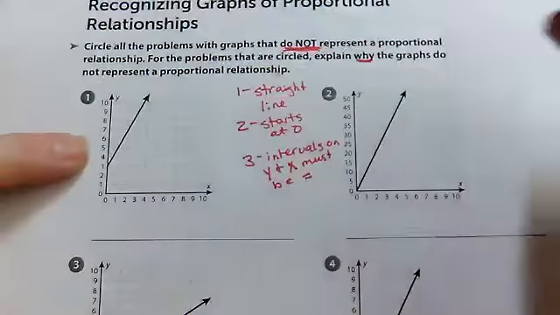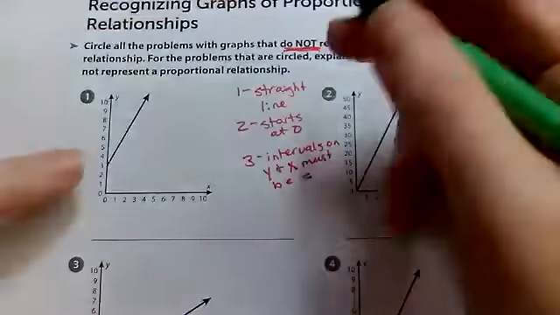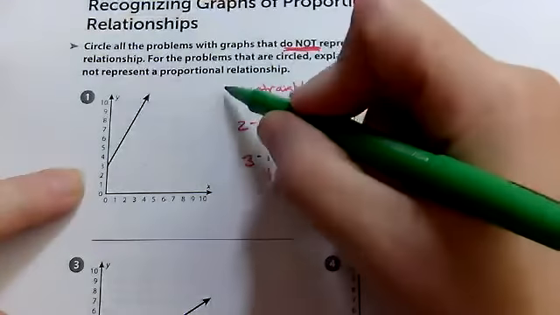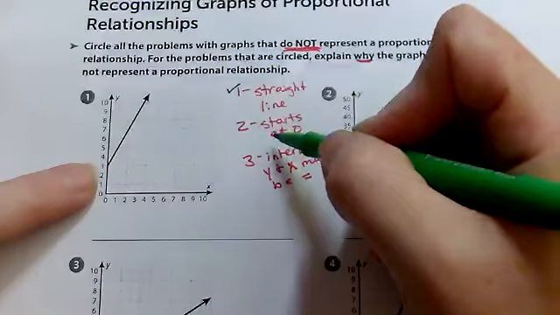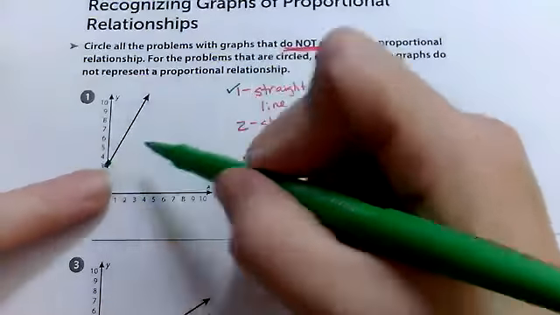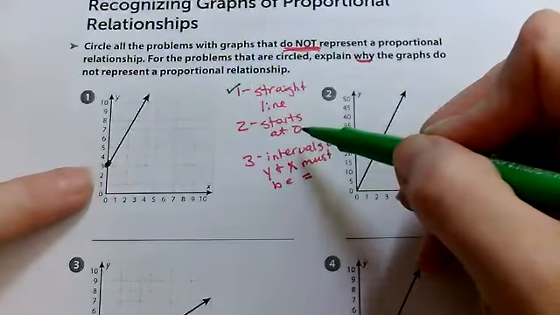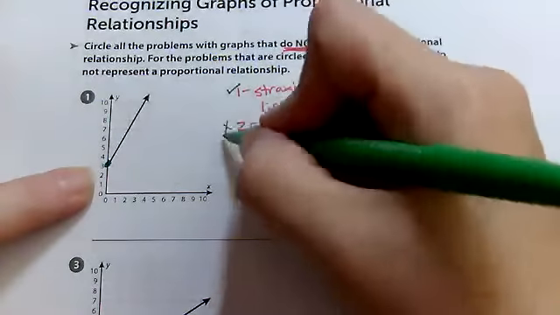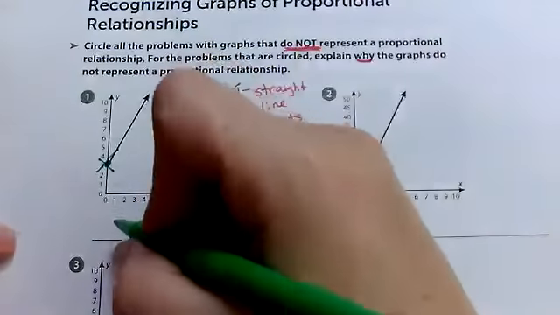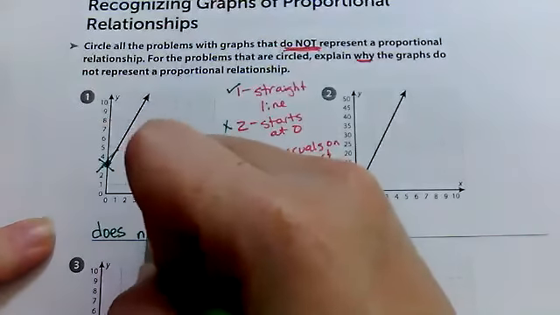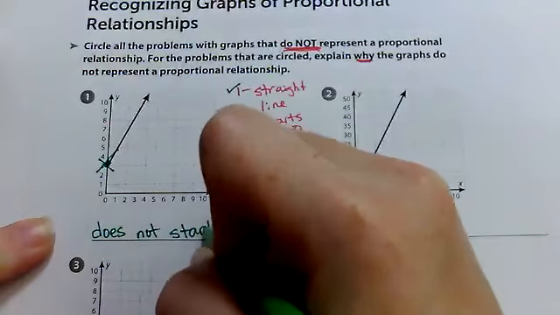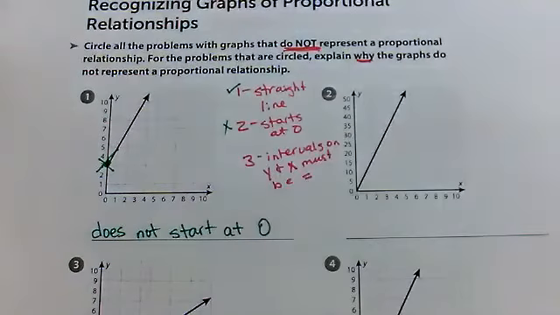Number one, is number one a straight line? Yep, sure is. Number one, does it start at 0? Does this right here start at 0? No, it doesn't. So number one, nope. And the reason it is not proportional, it does not start at 0. Bam! Mic drop. We're done, right? That one was pretty stinking easy.